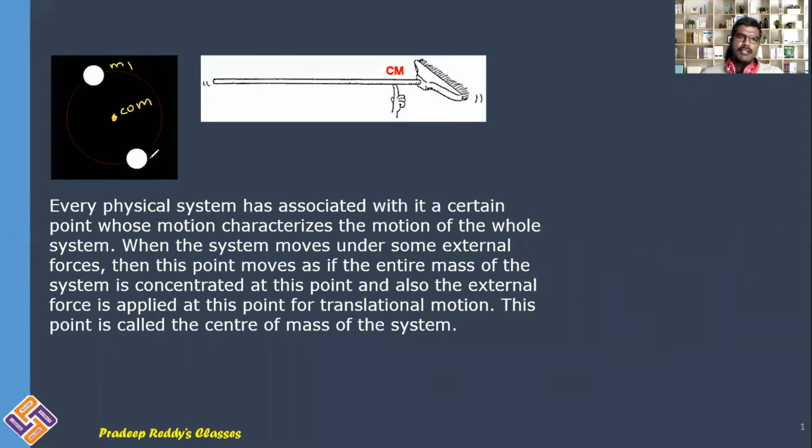This mass, let me consider it as m1. This mass, let me consider it as m2. m2 mass is concentrated at the COM. m1 mass is also concentrated at the center of mass COM. Both m1 and m2 are revolving in such a way, two masses are revolving about the fixed center of mass. This is a particle system.